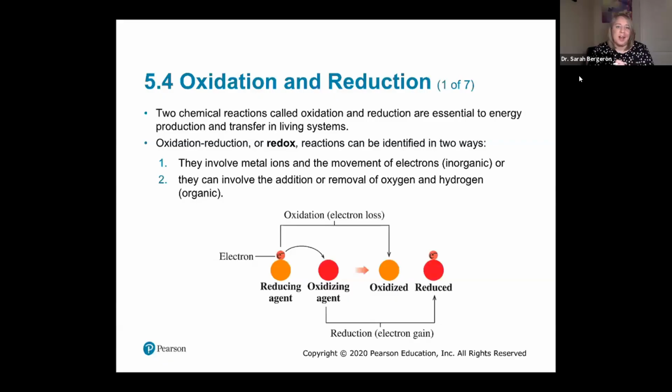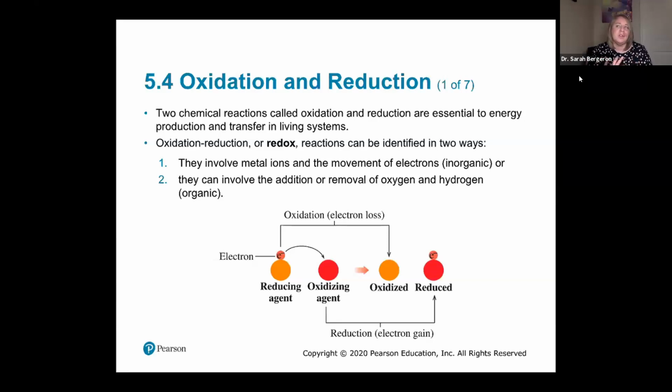All right, so today we're going to talk about oxidation reduction reactions. This is chapter 5, section 4. Oxidation reduction reactions are a specific kind of chemical reaction where we transfer energy, right? Sometimes you'll hear people call them redox reactions. And these are super essential to all living systems.